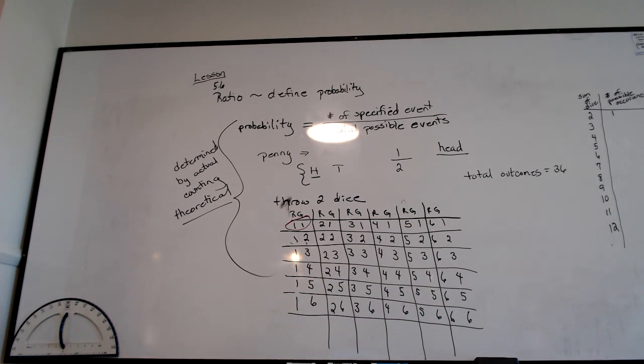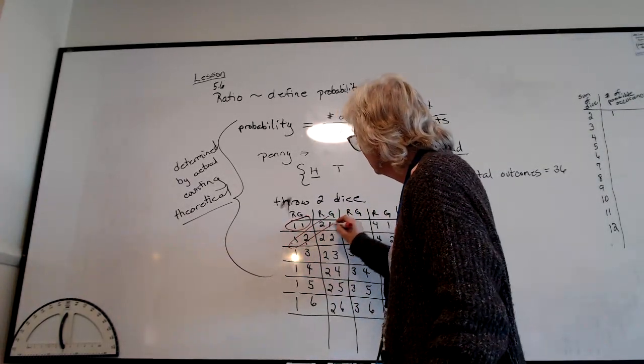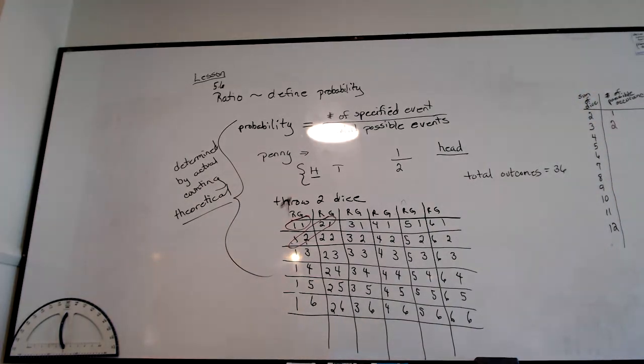2 and 1, 1 and 2. Yes, the 2 and 1 and the 1 and 2. Okay, so there's 2 possible outcomes, right? Okay. What about 4? How many ways can I get 4? 1 and 3, 2 and 2, 3 and 1.